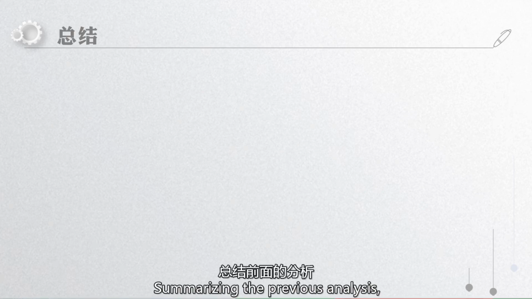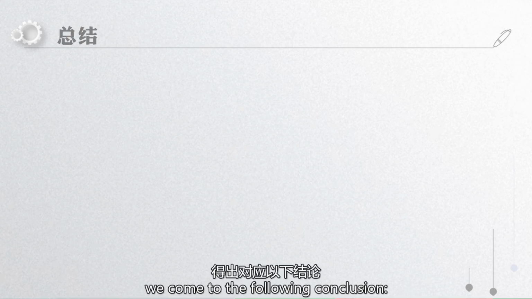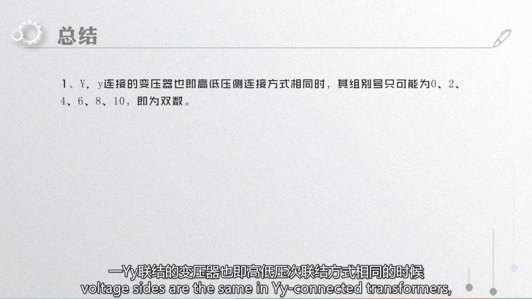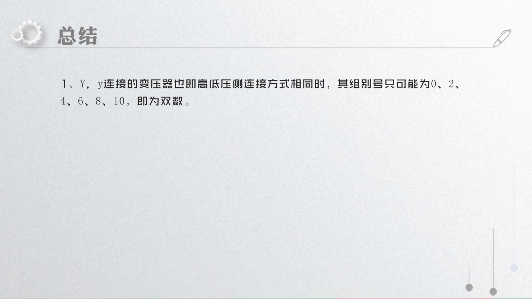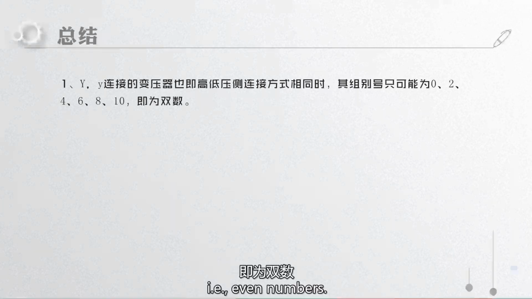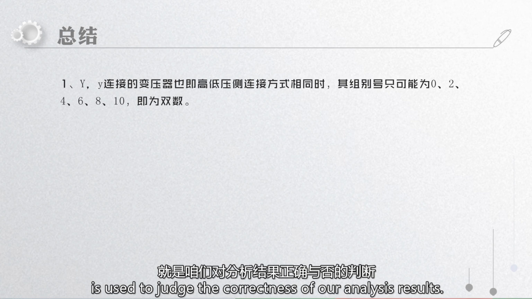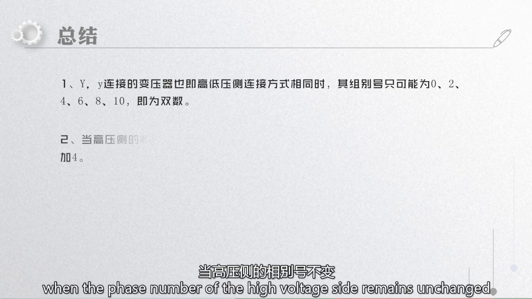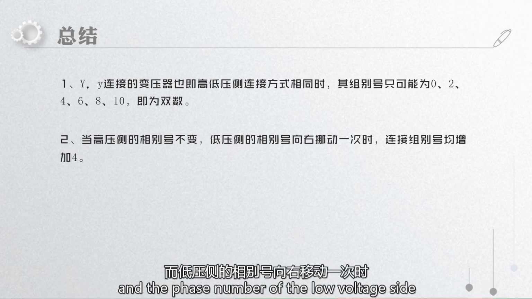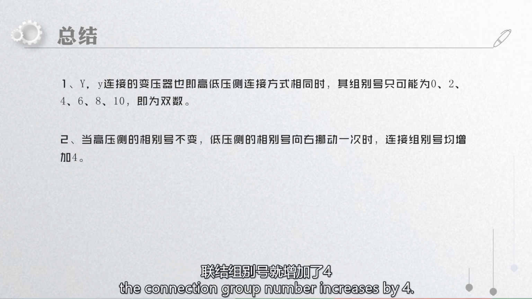Summarizing the previous analysis, we come to the following conclusions. 1. When the connection methods of the high and low voltage sides are the same in YY connected transformers, the group numbers can be 0, 2, 4, 6, 8, or 10, i.e., even numbers. This conclusion is used to judge the correctness of our analysis results. 2. When the phase number of the high voltage side remains unchanged and the phase number of the low voltage side moves one position to the right, the connection group number increases by 4.